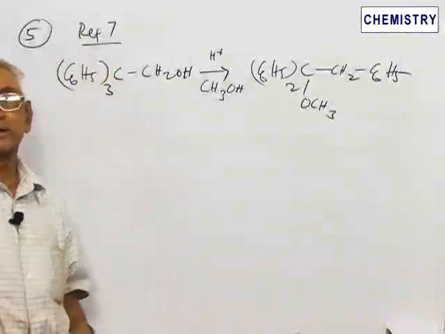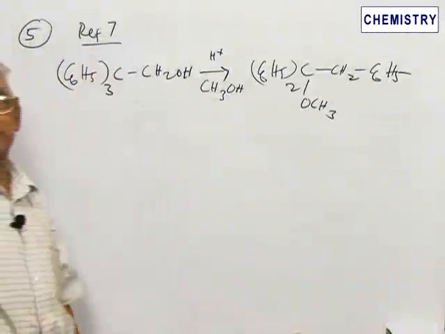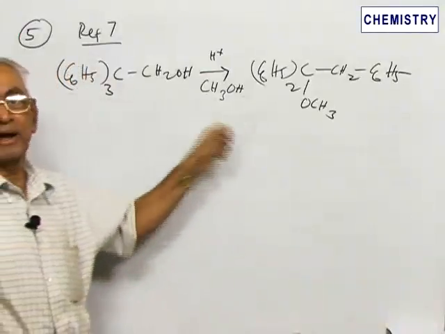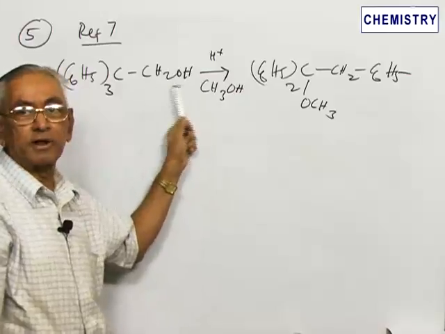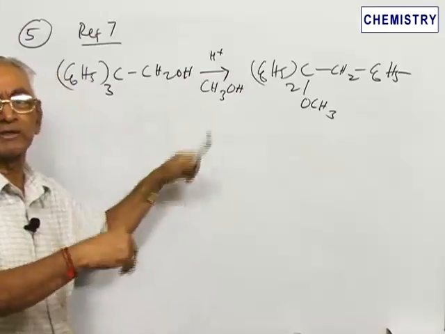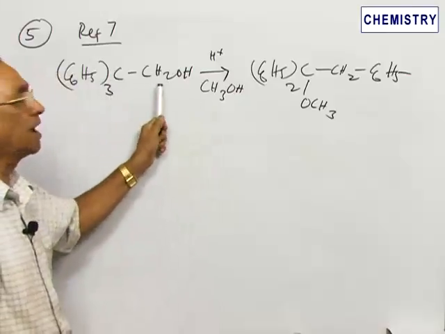Please refer to question number 7 in the question set. The question is slightly modified. The same question was given with a carboxylic group, but here it is not written as a carboxylic group. The question has been modified. Instead of a carboxylic group, we have an alcohol.